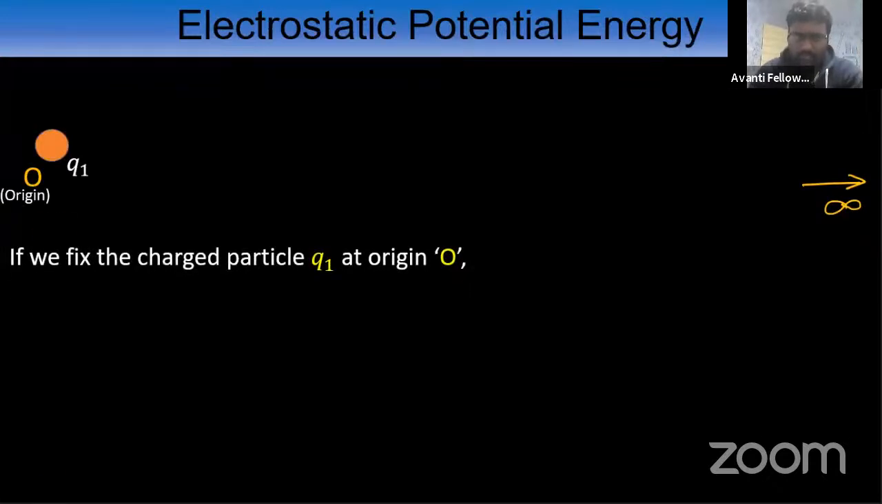Next, what happens? One of them is trying to escape. What I'm going to do is fix one of the charges at one point, so that you both are not roaming here and there. I'll bring charge Q1 and fix it at the origin. What is my origin? 0, 0. I'll fix the charge Q1 at the origin.